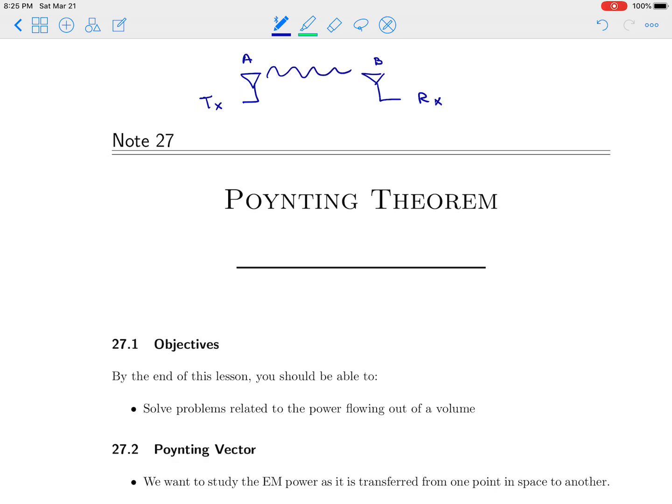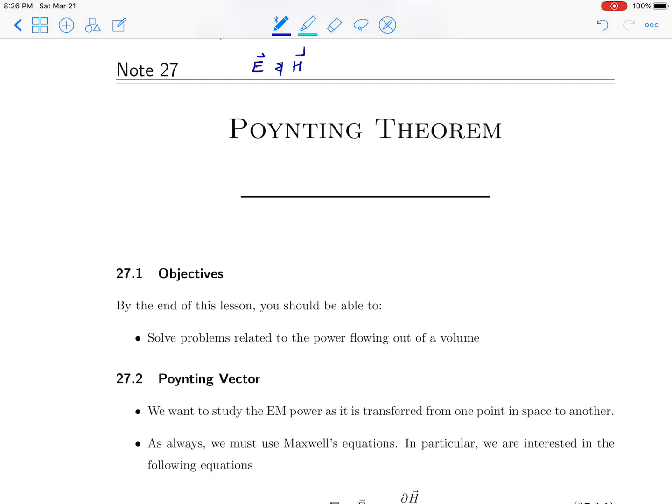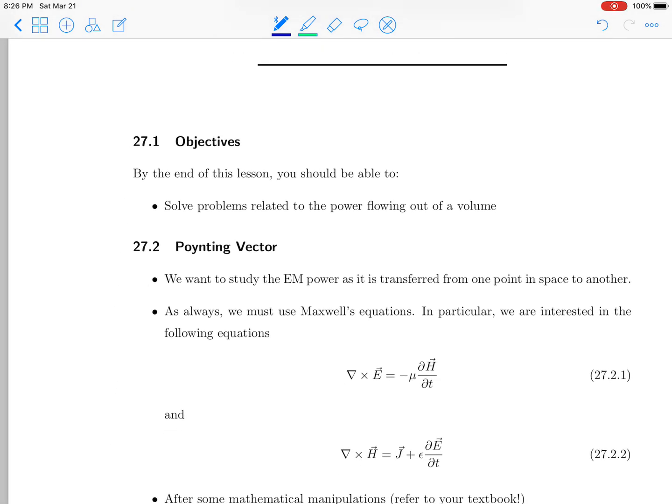So the antenna will transmit an electromagnetic wave. So the antenna will transmit an electric field as well as a magnetic field. Remember that because of the fact that the fields are dynamic, the existence of one of them requires the existence of the other, and vice versa.